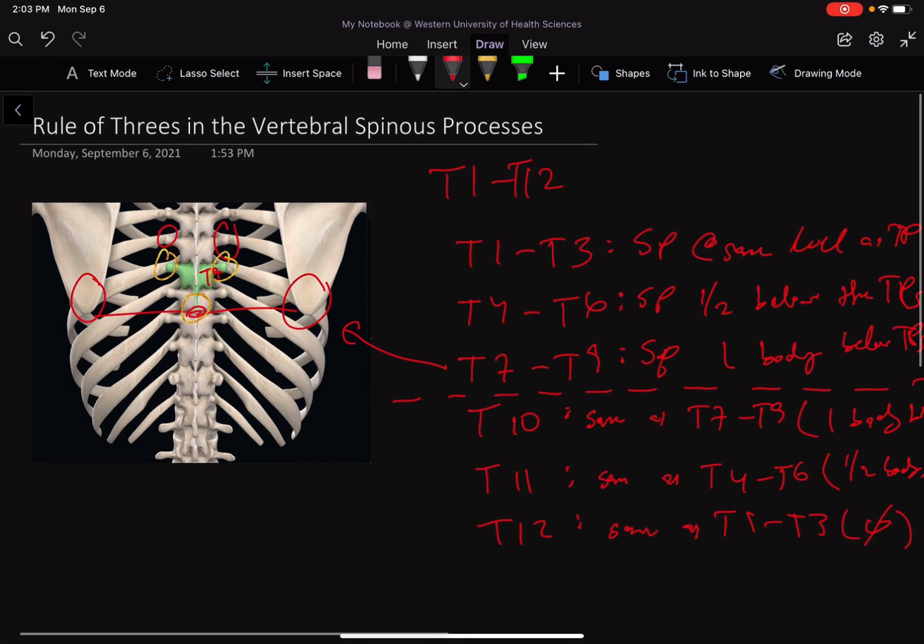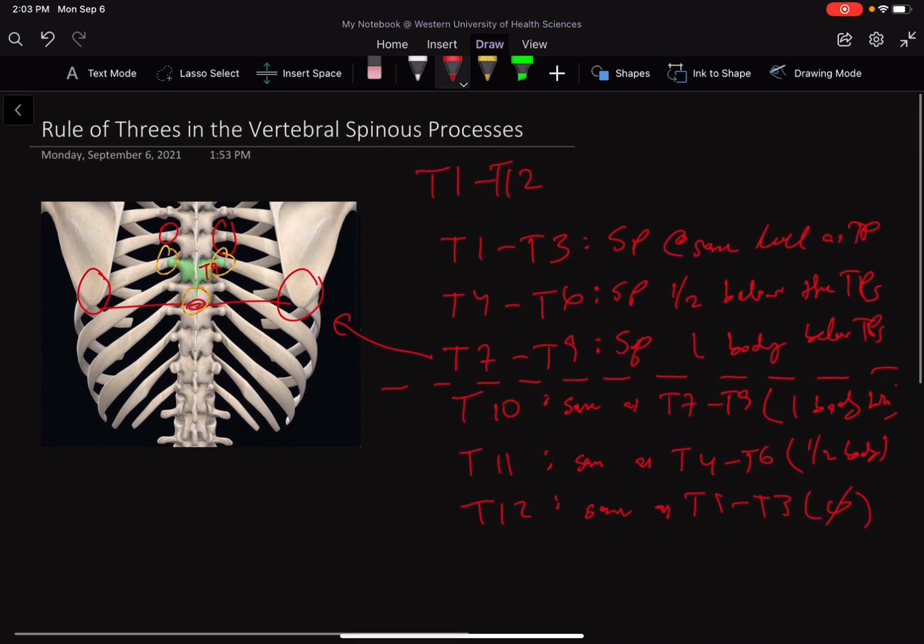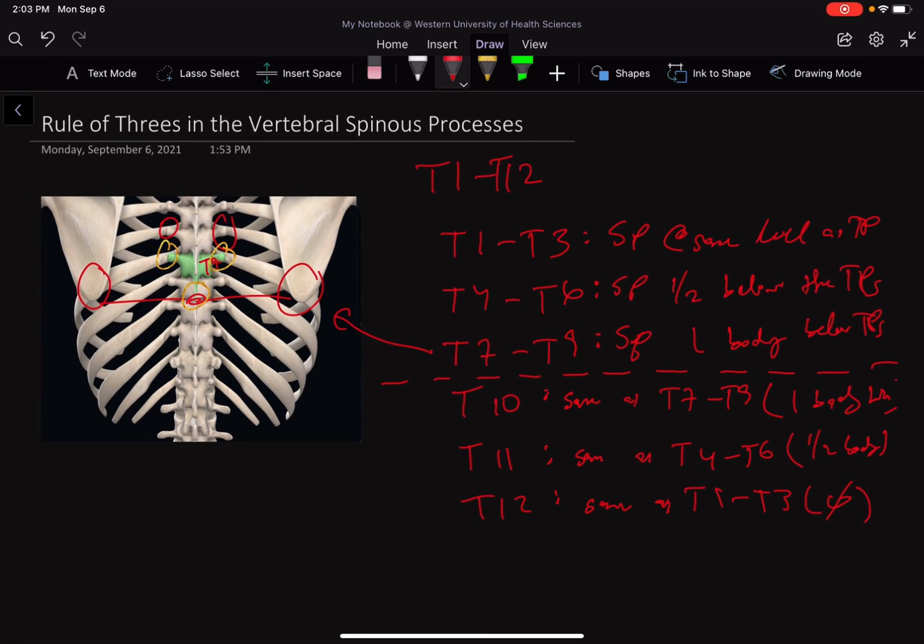So that is going to wrap things up for the rule of threes. I apologize if the zoom wasn't perfect, but that is the gist of this.